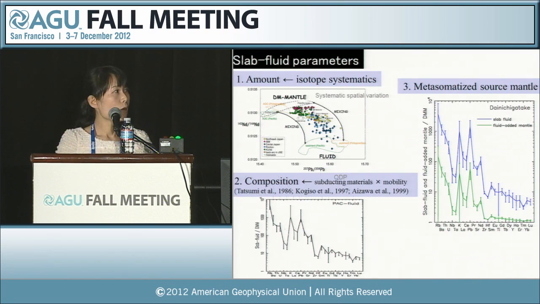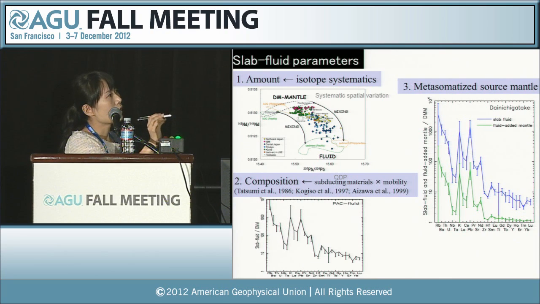So next, we constrain fluid properties as follows. This figure shows a systematic spatial variation in isotopic ratio for Japanese volcanoes, which can be explained by the mixing between depleted mantle and slab-derived fluid. Based on this systematics, we can calculate the parameters concerning slab-derived fluid against mantle.